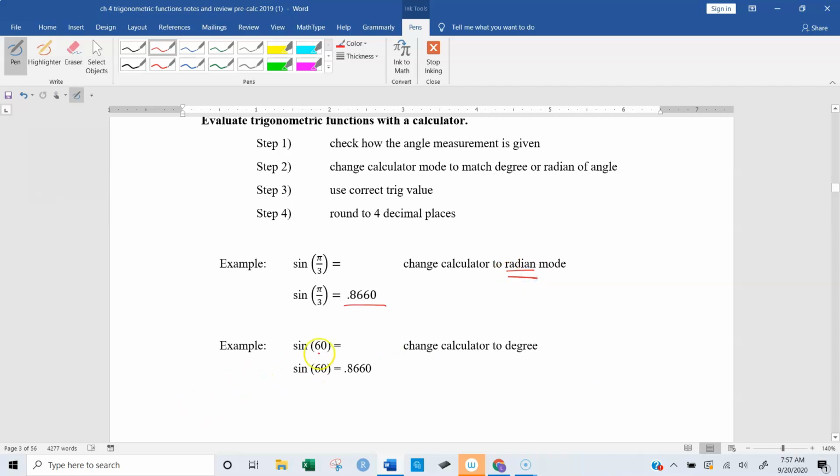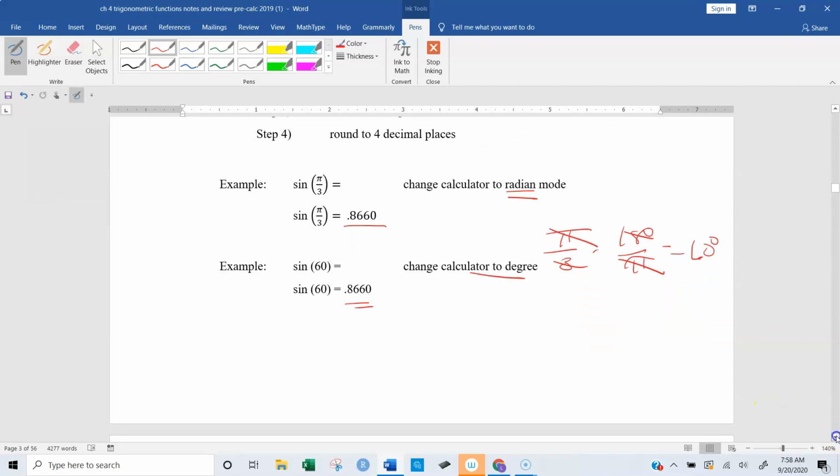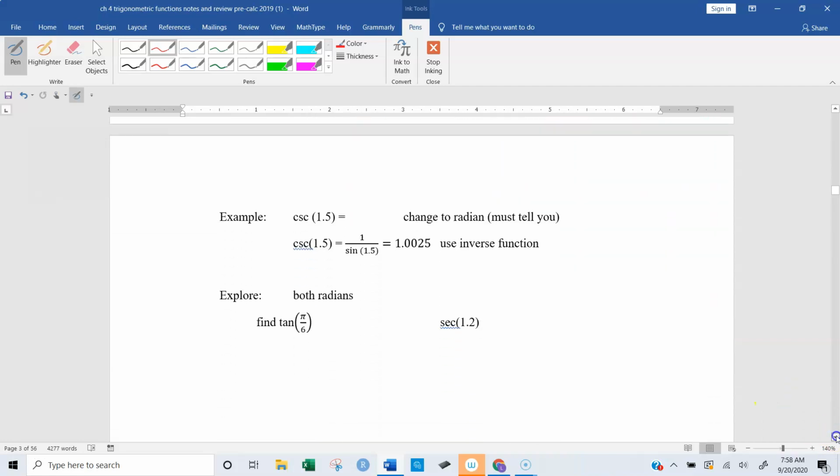Now, when I ask you to find the sine of 60, and you type it in, you should get the same thing because 60 and pi over 3 are identical. Remember, we take pi over 3 times 180 over pi, our conversion. This cancels, and this is 60 degrees. You should get the same answer, but your calculator has to be in degree mode. It is literally making sure you remember how to get back and forth.